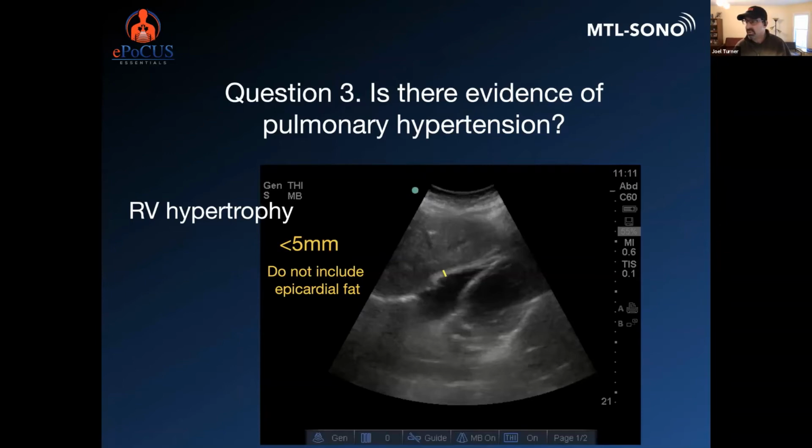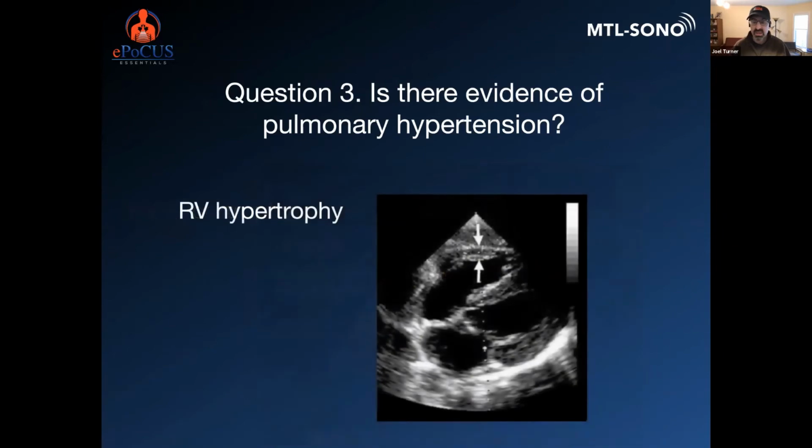Now, the most important caveat is to make sure you assess whether this person has any epicardial fat, so that you don't include that in your measurement, because clearly you're going to have a falsely thickened right ventricle. So if you look at this image compared to somebody like this, who has a much, much thicker right ventricle, already you know that there is some sort of high pressure system going on in the RV.